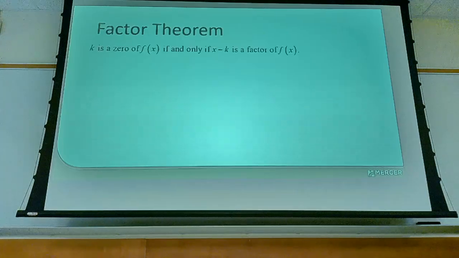Next up, we have the factor theorem. k is a zero of f of x if and only if x minus k is a factor of f of x. This is kind of a result of the remainder theorem. This is what will allow us to factor a polynomial.